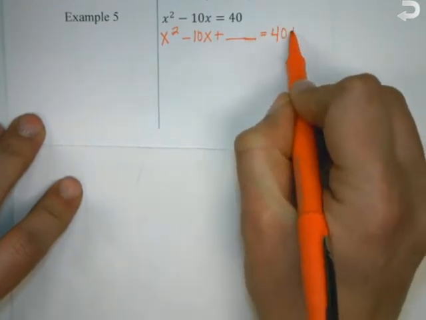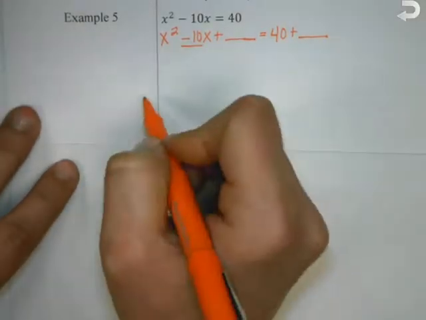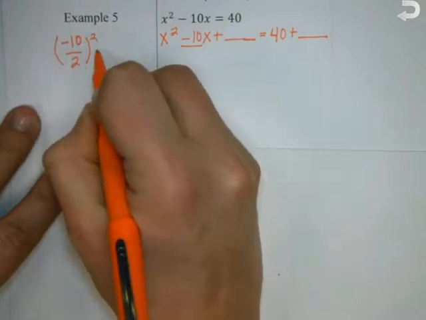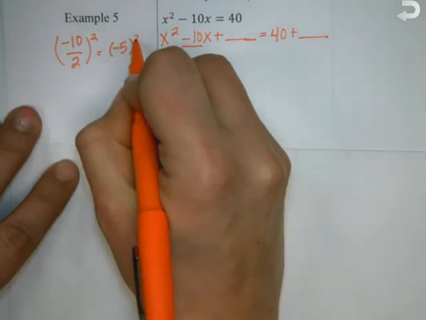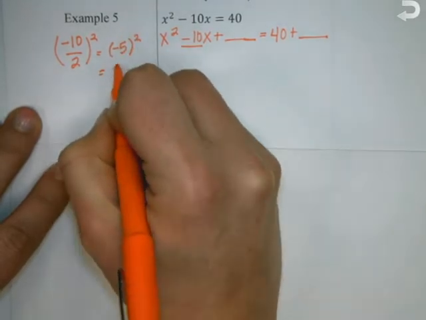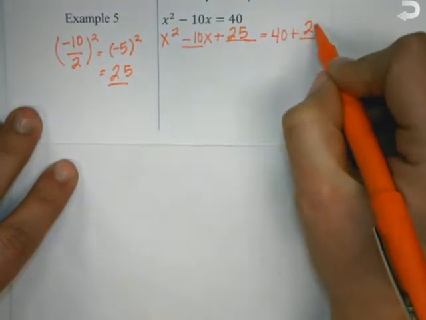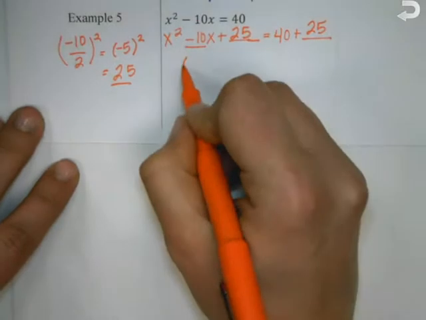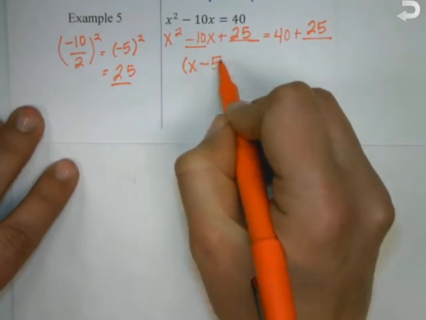So I take my middle term, negative 10, divide it by 2, and then I square it. Negative 10 divided by 2 gives me negative 5 squared, and negative 5 squared gives me positive 25. So positive 25 is going to go into those blanks. Now this is a perfect square trinomial, so that is x, the middle term is minus, and the square root of 25 is 5, all of it squared, equals 40 plus 25 is 65.